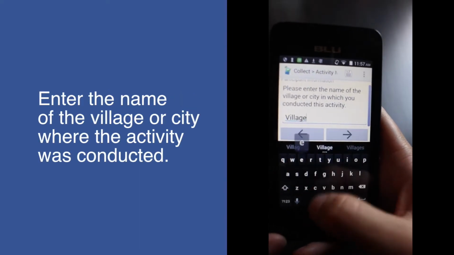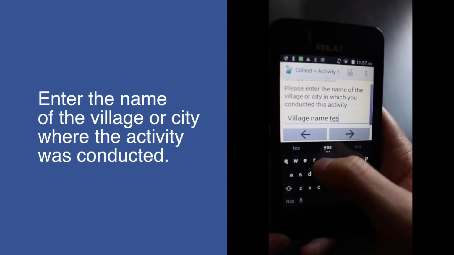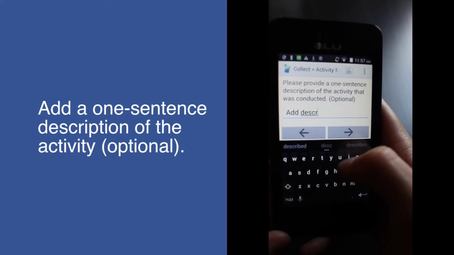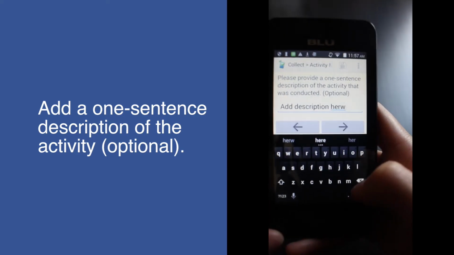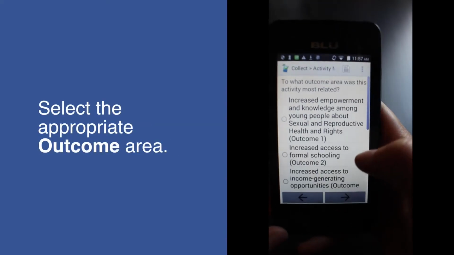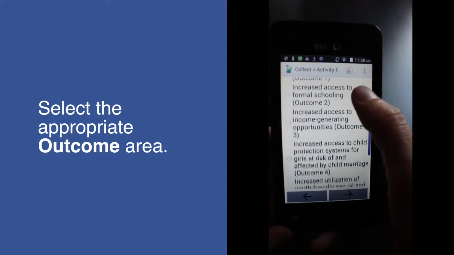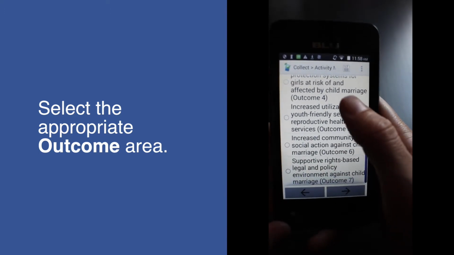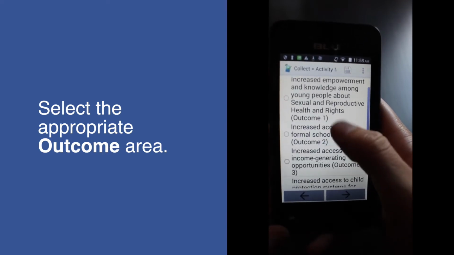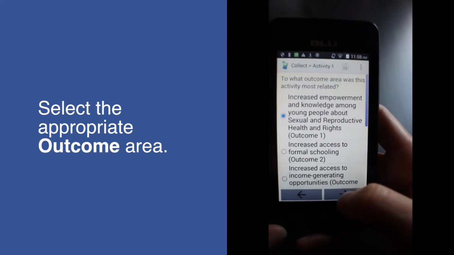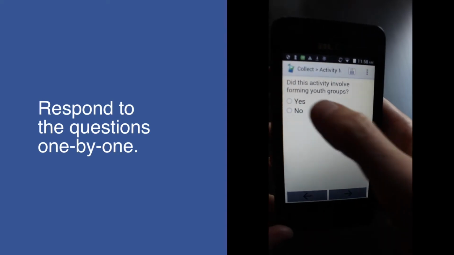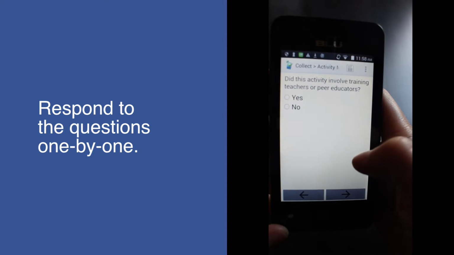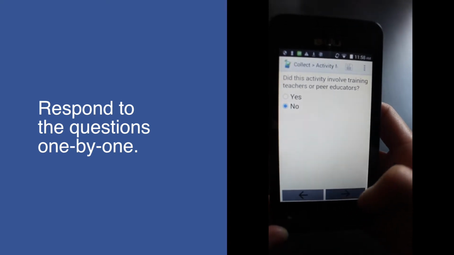Enter the name of the village where the activity was conducted. If you would like to, you may also add a one-sentence description of the activity. You will then be prompted to select the program outcome area that is most relevant to the activity. It is important to be very familiar with the 7 different program outcome areas. The outcome you select will determine which questions are asked about the activity. Respond to the outcome-specific questions one at a time, using the right arrow to proceed through the questionnaire.